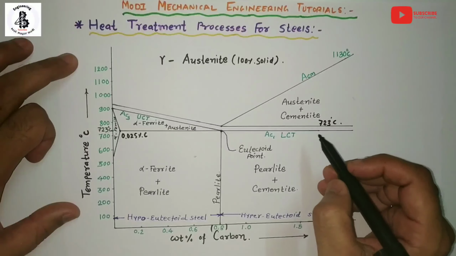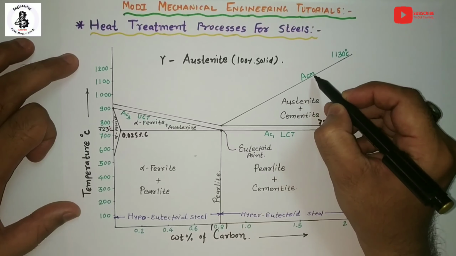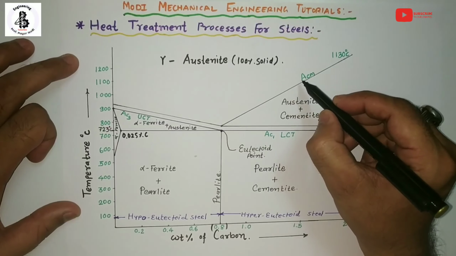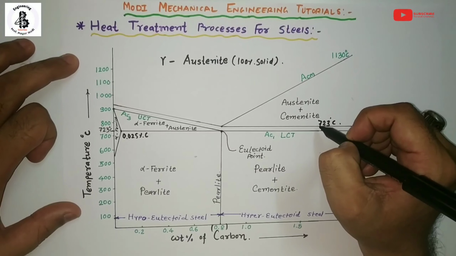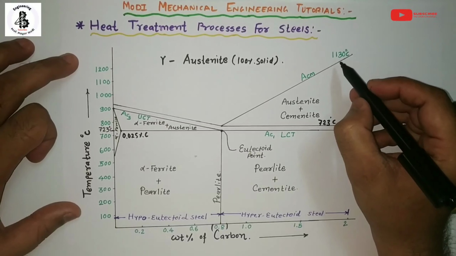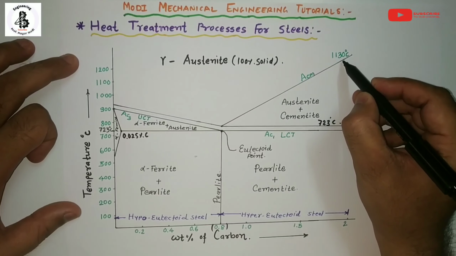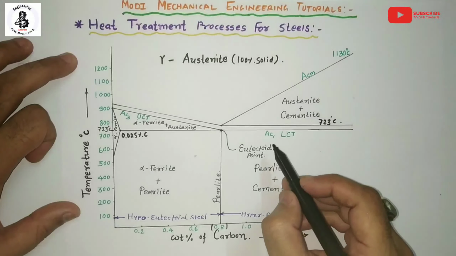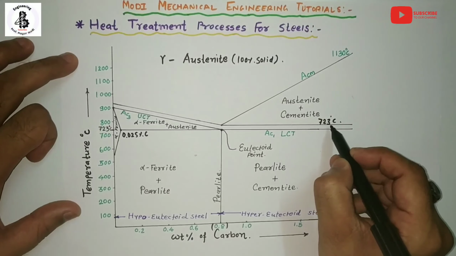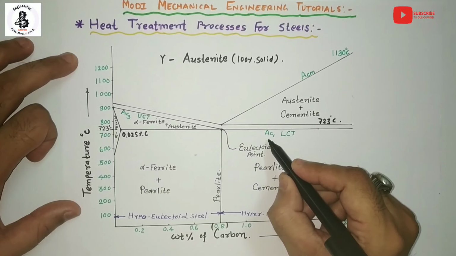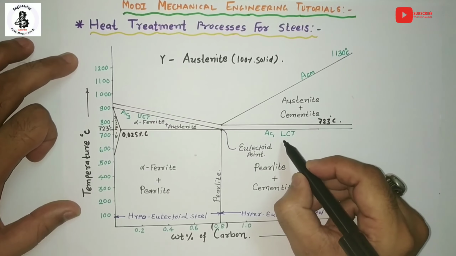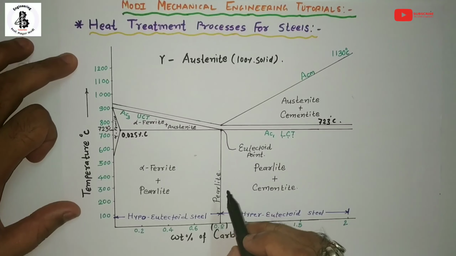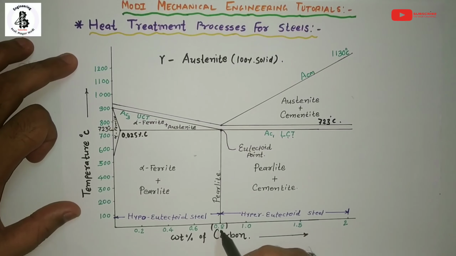And one more is the ACM temperature line. At this temperature line, gamma austenite starts converting into the cementite phase. That will be around the 1130 temperature line, or you can say the ACM temperature line. And one more temperature line is at around 723 degrees centigrade, the AC1 temperature line, or you can say the lower critical temperature line. So all these phases are before 0.8% of carbon.